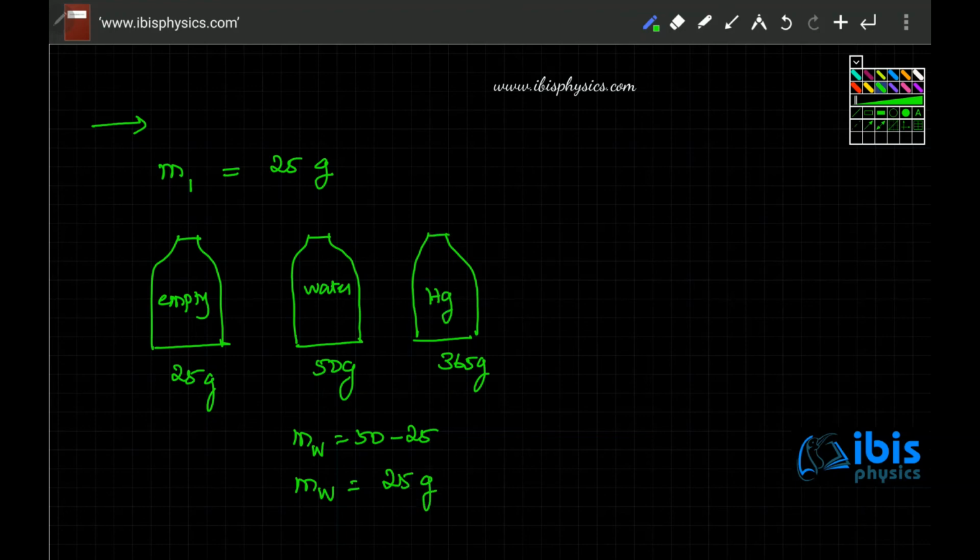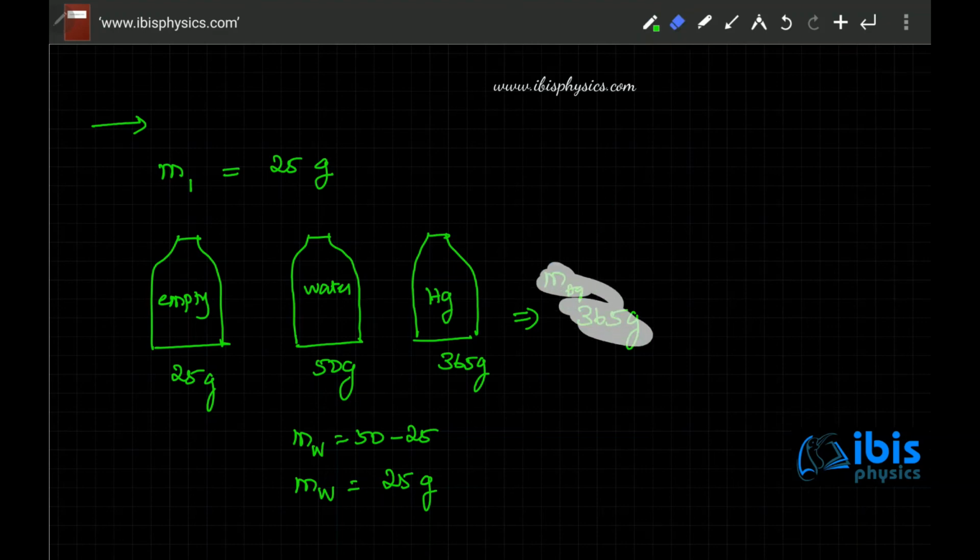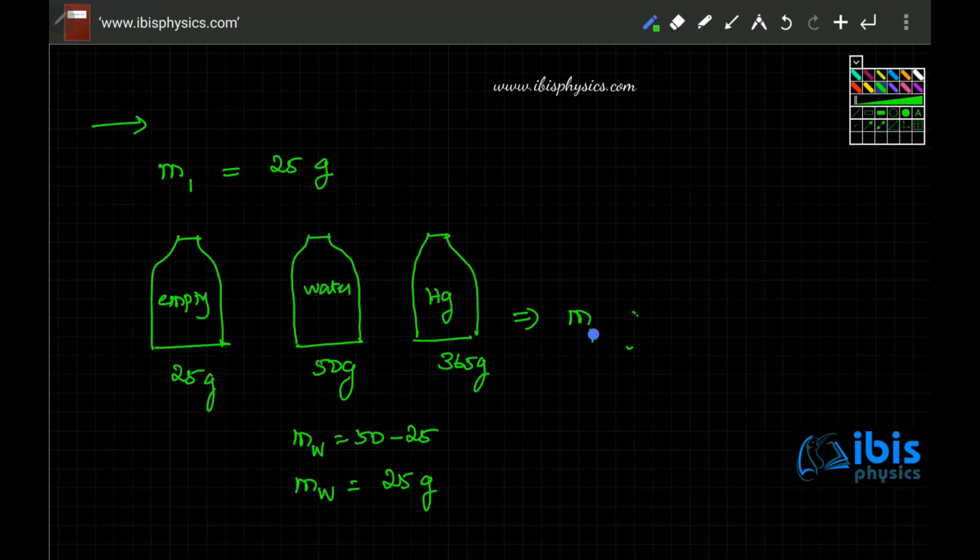What is the mass of the mercury? If you subtract this mass from this mass, you will get the mass of the mercury. Mass of the mercury is equal to 365 grams, in which the bottle's mass is also there, minus the empty bottle's mass of 25 grams. So you will get 340 grams. So the mass of the mercury of the same volume as that of the water is 340 grams.